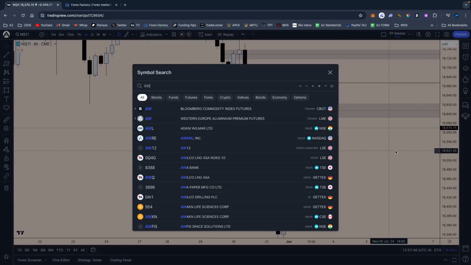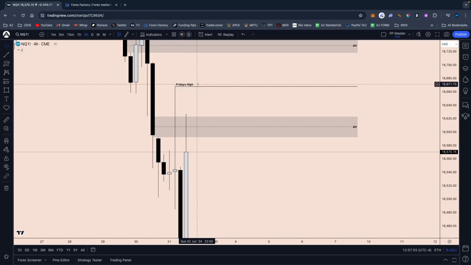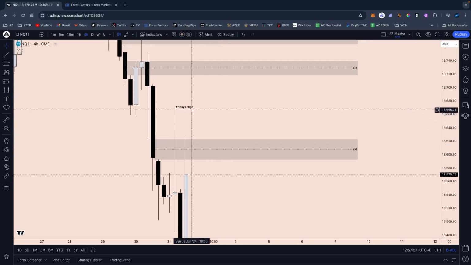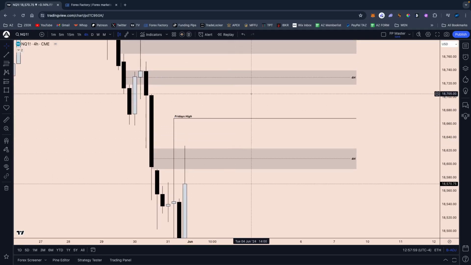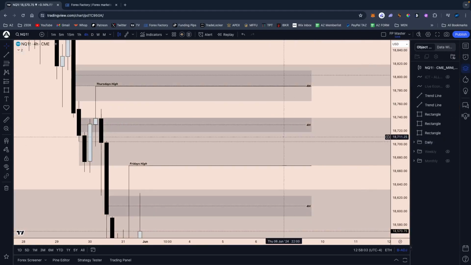For next week, most interesting to me is this 4-hour bearish fair value gap. Once we close above that, we could really be looking for Friday's high to be cleared, and then from here fill in our daily bearish fair value gaps, which are essentially positioned right above Friday's high and right around Thursday's high, a little bit below that actually.